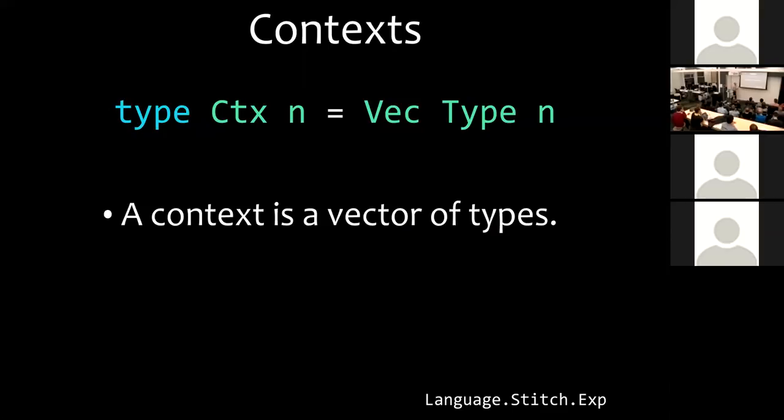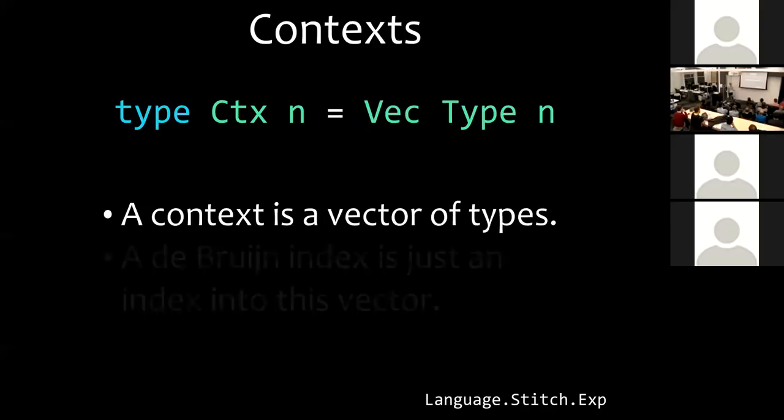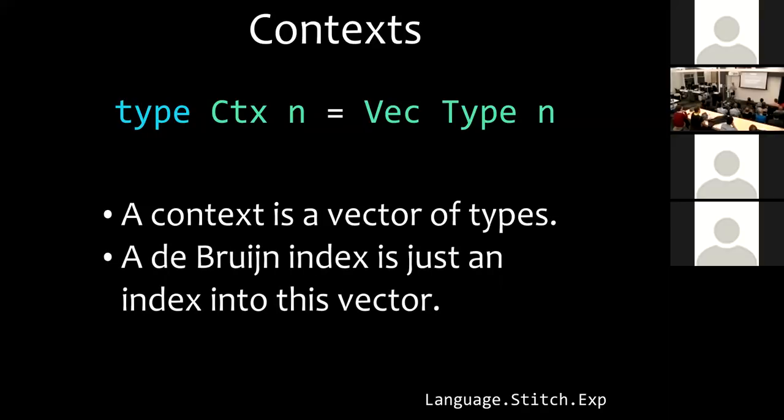So a context here is really just a vector of types. We need to know the types of all of the variables that are in scope. And so that's going to be a vector of types. And of course, we want to keep track of the length of this thing so that our de Bruijn indices work out. A de Bruijn index is really just an index into this vector. So when I say that I have index number 1, that means that I'm going to get the second element from my vector, and index number 1 has that type. And we can build this up sort of piece by piece.